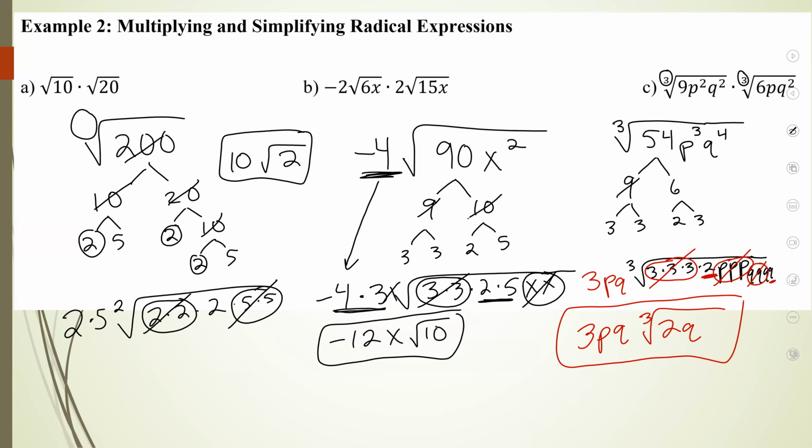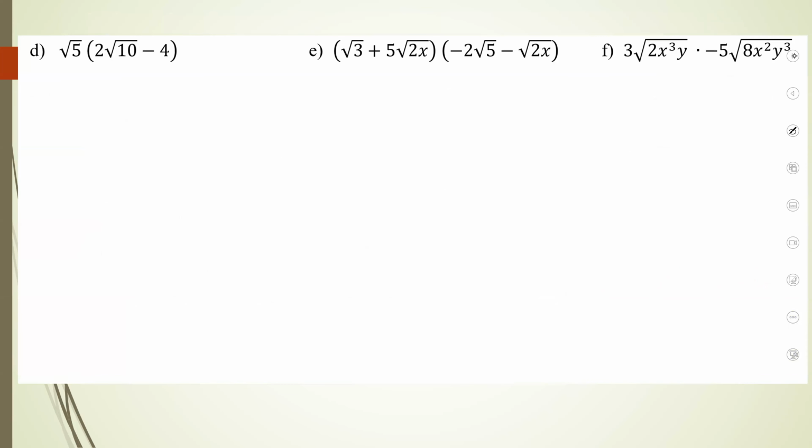All right, last set. Last set. We're going to distribute now. This is like foiling. So this first example, we're going to distribute this. We're still multiplying. So there's a 2 on the outside. You can picture a 1 on the outside if you want to.